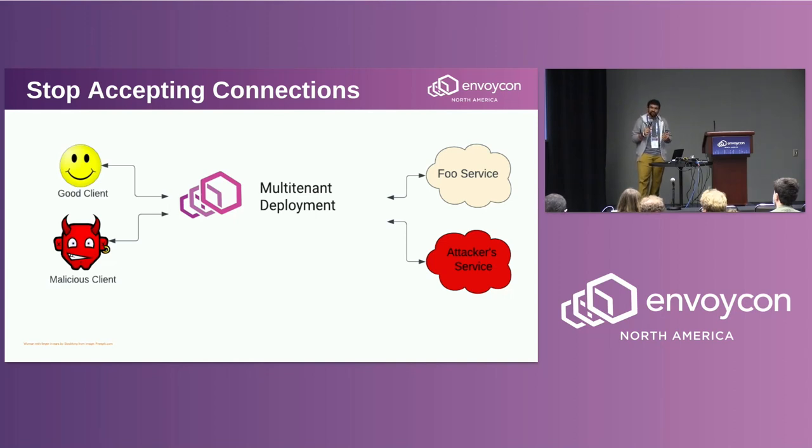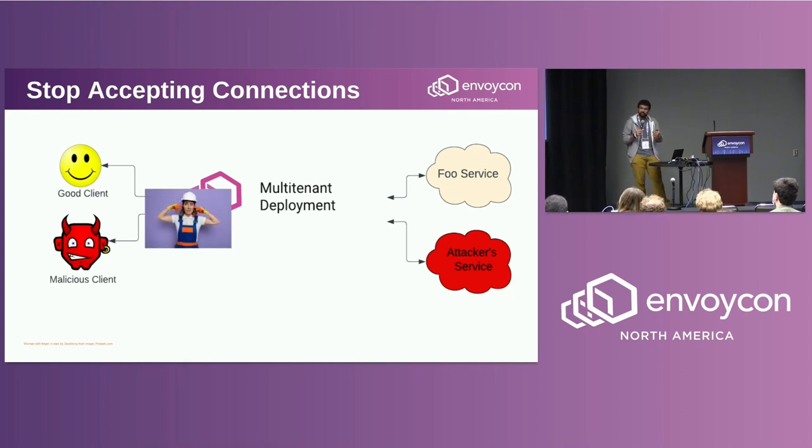Envoy has the ability to stop accepting connections. So downstream connections are really where often the workload of Envoy is generated from. So for an overloaded Envoy, by disabling the listeners, we hopefully prevent additional work from being added to the Envoy and prevent it from crashing. Of course, this can harm both malicious and well-behaving clients.